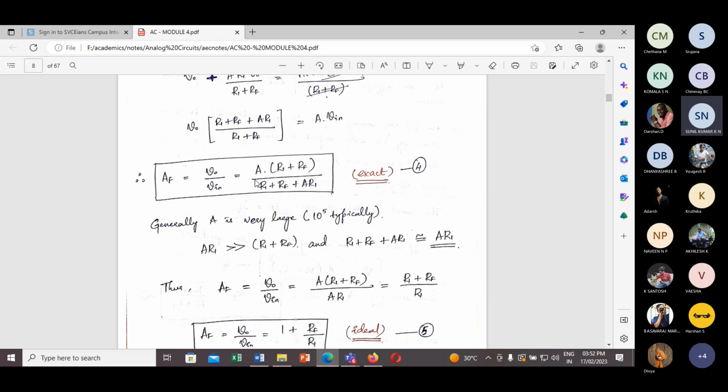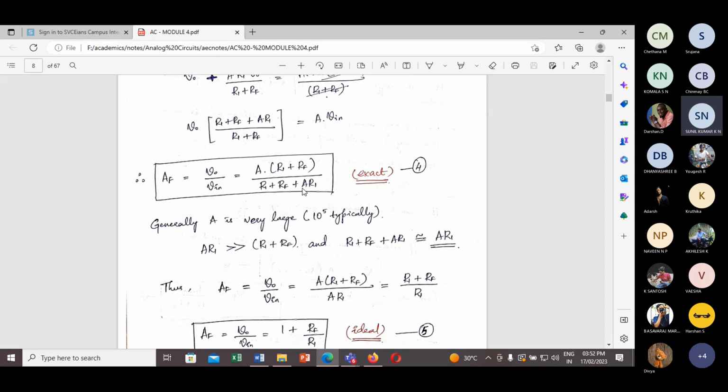R1 and Rf will be in terms of kilo ohms, whereas the open loop gain of the op amp is very high when multiplied with R1. So obviously the denominator term A times R1 will always be greater than R1 plus Rf. R1 plus Rf together will be in terms of kilo, whereas here it will be 10 power 6 or 10 power 7, so R1 plus Rf will not have any contribution. We can easily neglect it in the denominator.